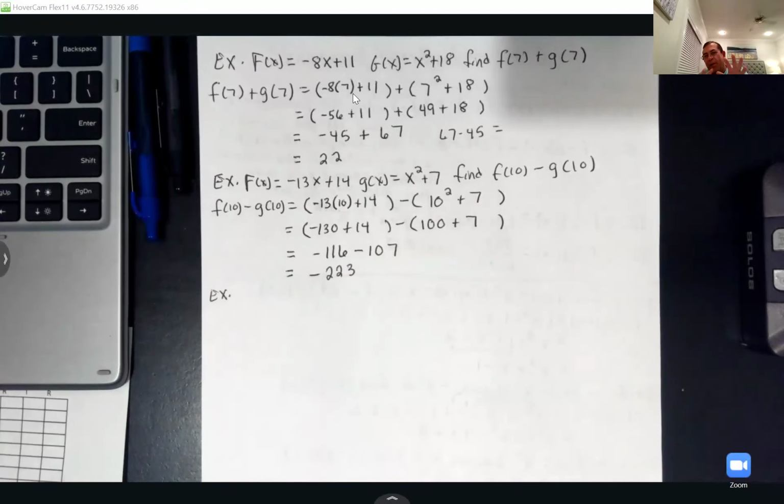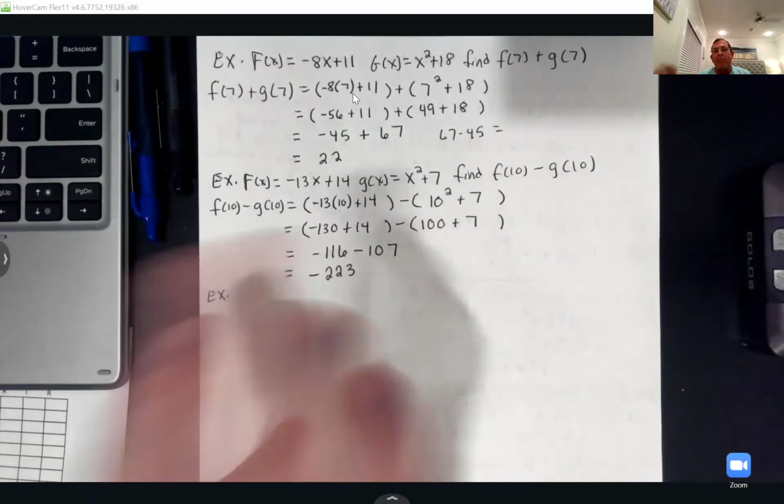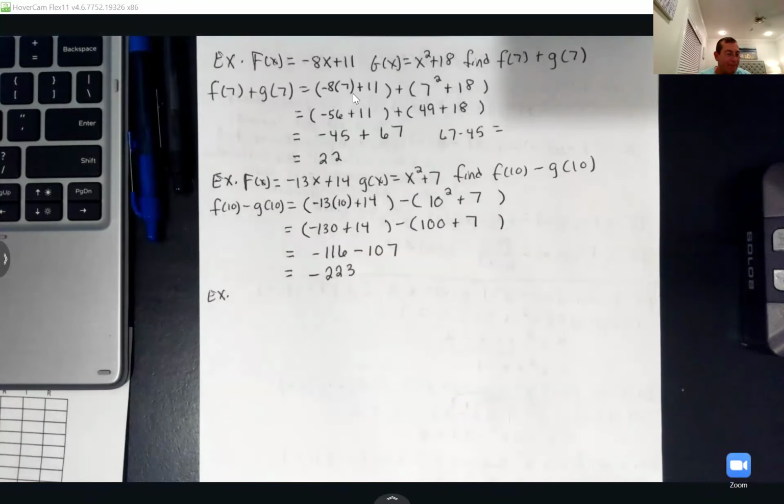And I think that's one of the big places where you got to get good at is on your adding and subtracting with these signs, okay? And that's usually where you get the biggest mistakes in math.